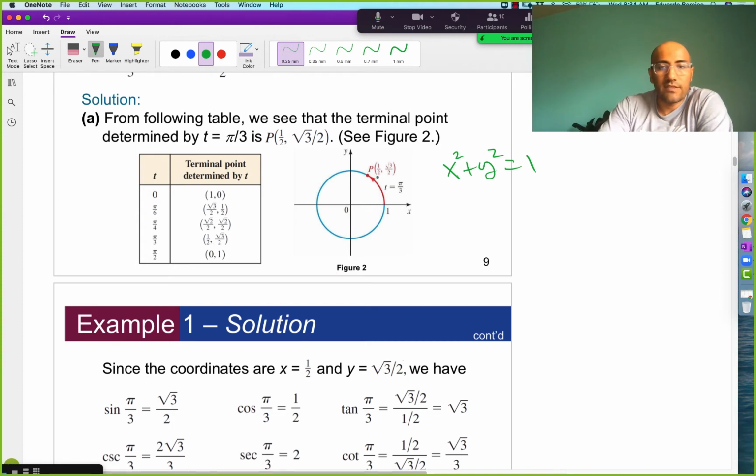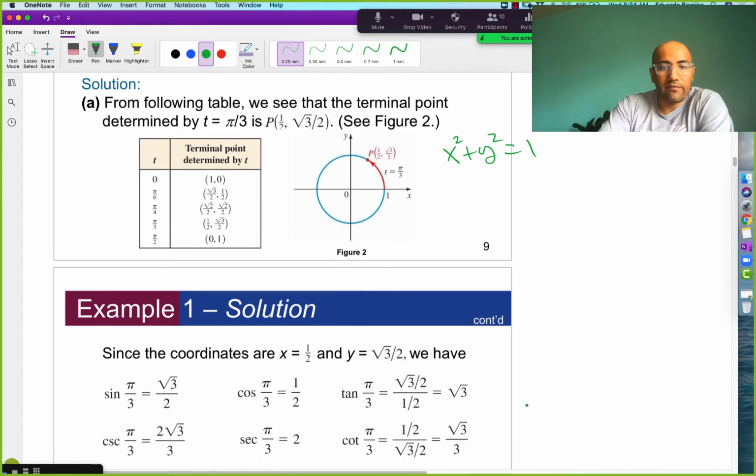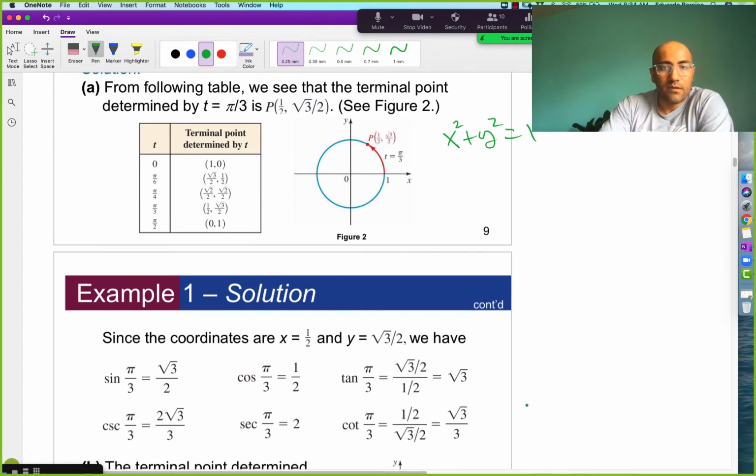Okay, so sine of pi over 3 is root 3 over 2. Cosine of pi over 3 is 1/2. And then tangent of pi over 3 is y over x, so root 3 over 2 divided by 1/2. That simplifies to root 3. And then we can find the others in the same way. Any questions about this? No?